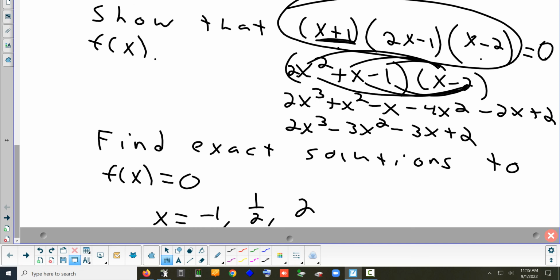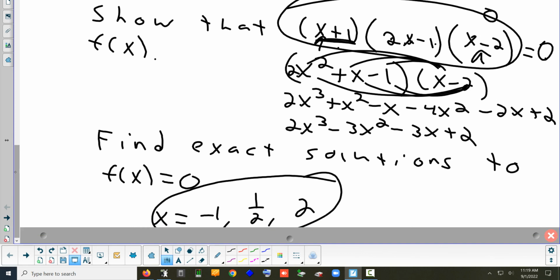So if you plug in 2 to this last one, you get 2 minus 2 is 0. But then the rest of it doesn't matter because 0 times anything will be 0. If you plug in 1 half, 2 times a half is 1. 1 minus 1 is 0. And if you plug in negative 1, negative 1 plus 1 is 0, and 0 times anything is 0. Without factoring it, I couldn't have figured out those three numbers. Factoring makes it much easier to find them.